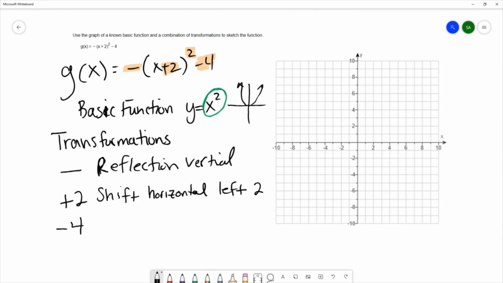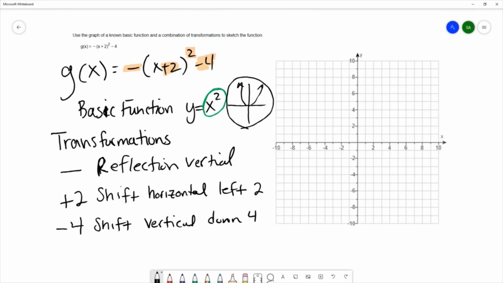left 2 units. The -4 is also adding or subtracting, making it a shift. And because that -4 is on the outside of our base function, it's a vertical shift. And because it's minus, it's down 4. So this information is going to help me draw the graph. I'm going to make these transformations on the basic function. So we're going to start with the basic function and do these transformations.